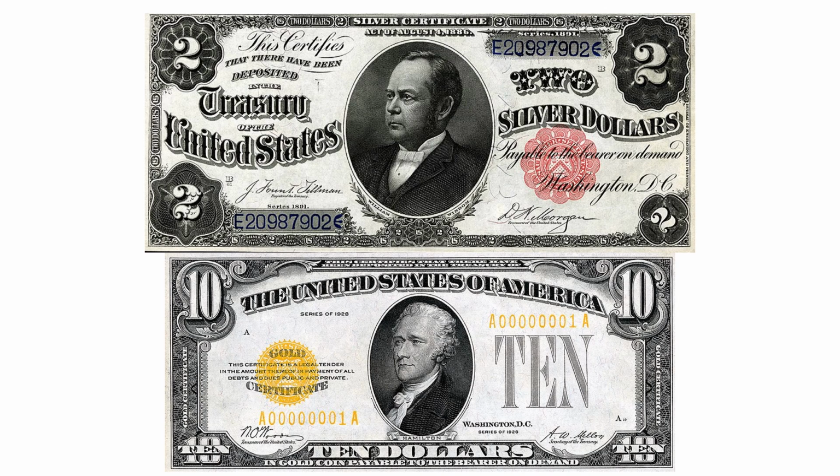The US government also used to issue silver and gold certificates. This is an 1891 series silver certificate and 1928 series gold certificate.